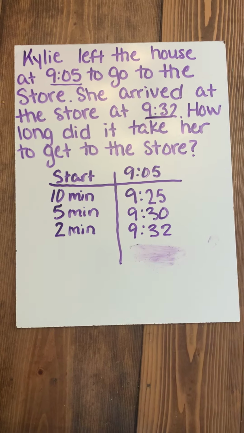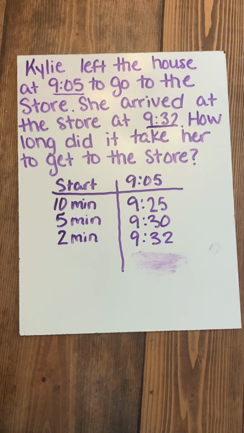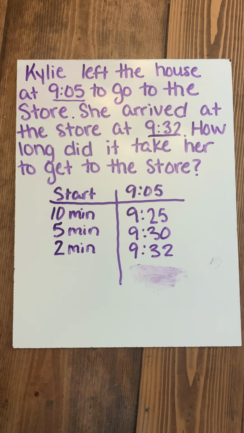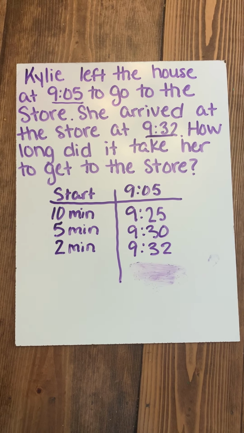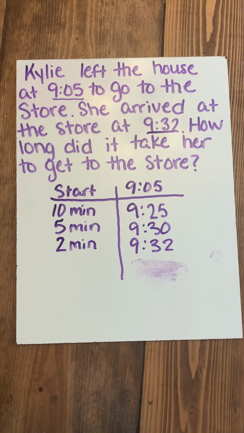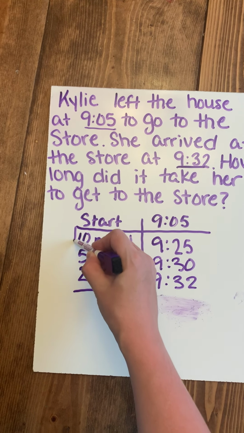Okay, now I'm not finished. A lot of kids do their T-charts correctly. They start at the start time, they end at the stop time, but my answer is how long. I want to know how long it took her to get to the store. So what I'm going to do now is take all of my time increments and add them up.